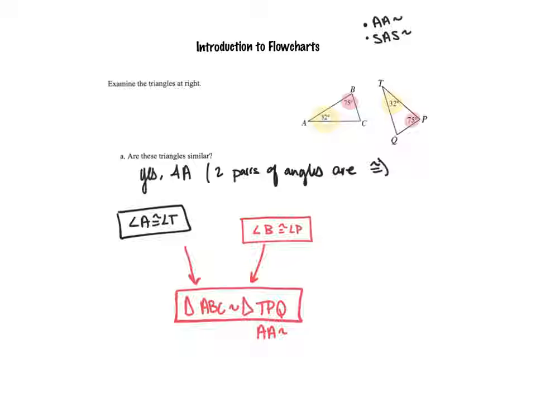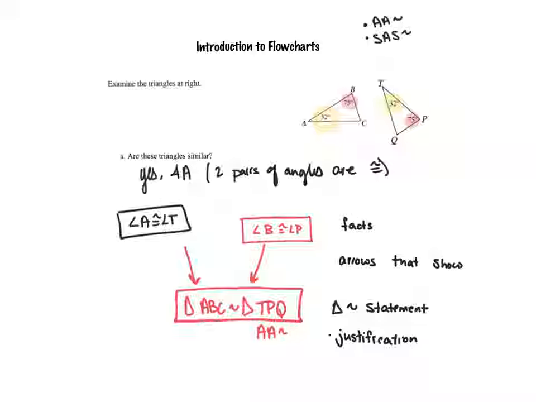So now that we have this flowchart made, let's analyze it. There's a couple different layers happening here. I have my facts that I know from the diagram or that I'm given. I have my triangle similarity statement. I have my justification as to why they're similar. And I also have arrows that show the flow of information. These are the necessary requirements to have a complete flowchart.